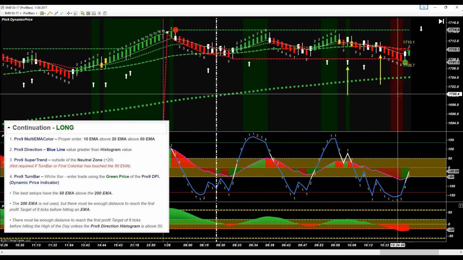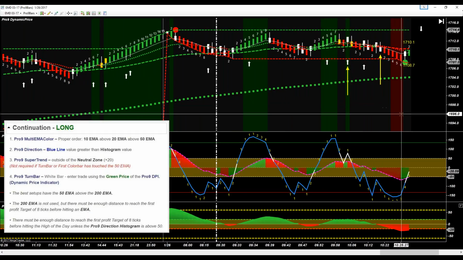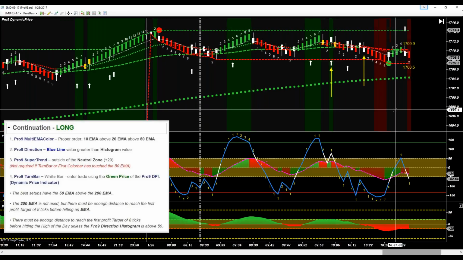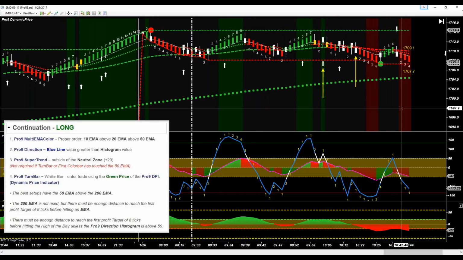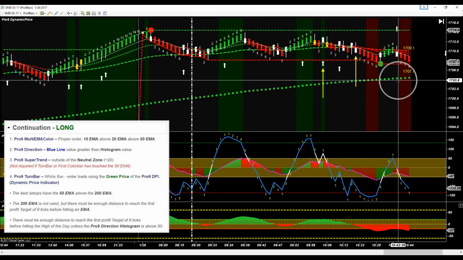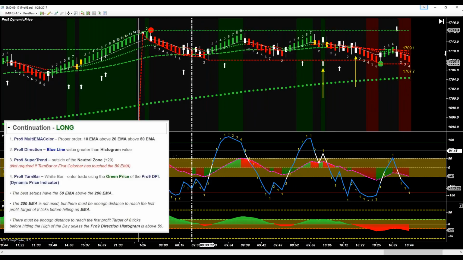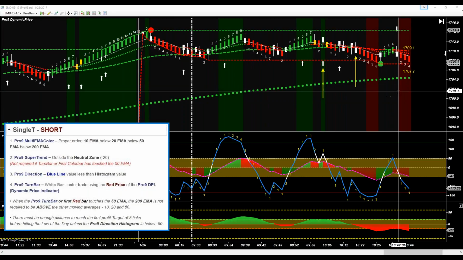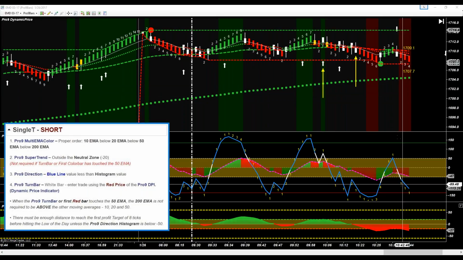And in this case, I do see a run go. It wasn't a qualified trade, but lets me know we're kind of getting back to normal cycles. And so here I have my first qualified trade, a single T short. I can ignore the 200 because my turn bar bounced off the 50. And my blue line is on the correct side of the histogram.